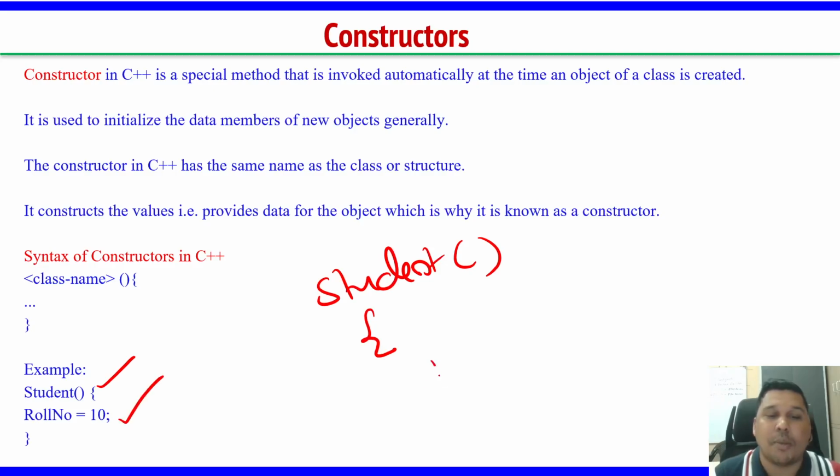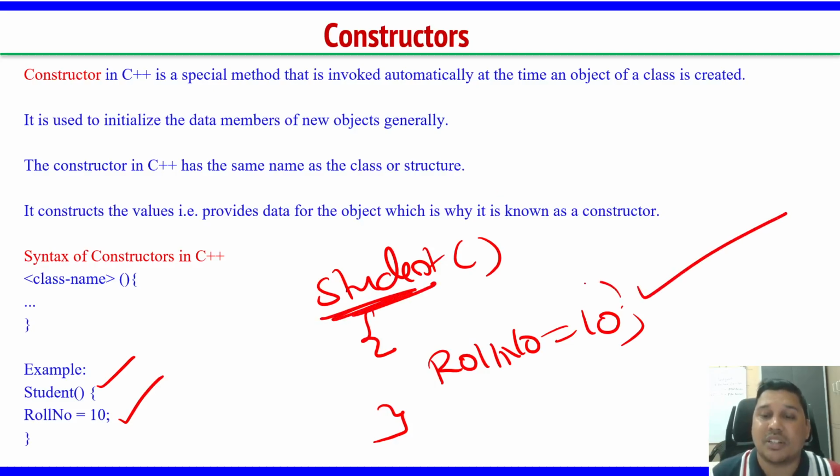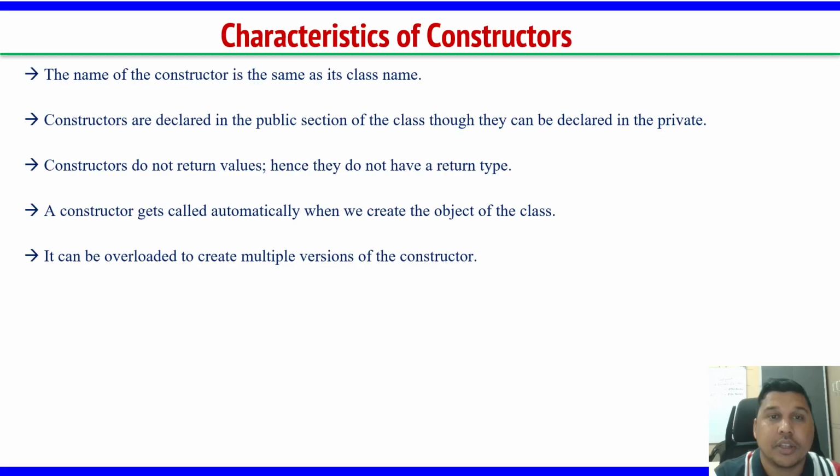See, I am assigning roll number equal to 10, like this. So when I create an object for this class student, this 10 will be assigned to that variable roll number. Okay, right. What are some important principles or characteristics of constructors?